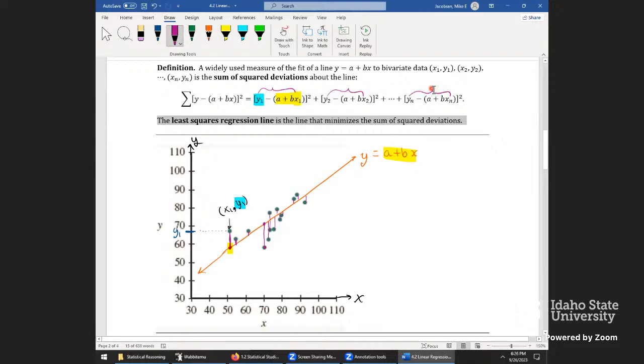There's exactly one unique solution to that. That's remarkable on its own. Once you find this line, that is the only line that will make the squared distances here in red as small as possible. It's in that way we call this the least squares regression line.